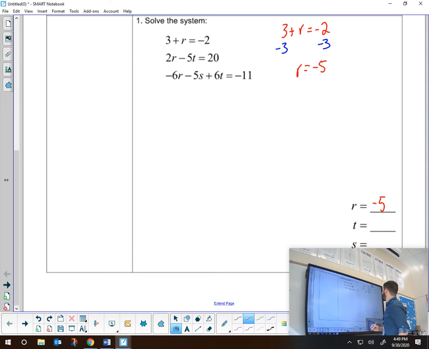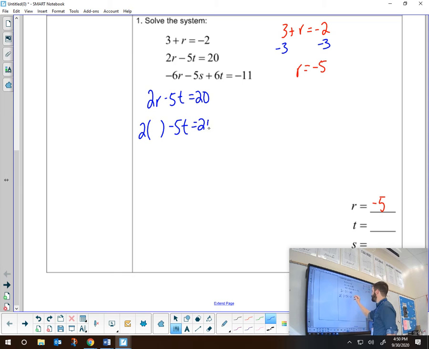Okay, so now I'm going to take that value for r and go to my next equation. For my next equation, I'm going to use blue. My next one is 2r minus 5t equals 20. I'm going to plug in my value for r so I can find what t is. Remember, we're going in order: one with most, second most, and so on. So 2r minus 5t. Let's plug in my r. So 2 times, that's where I'm going to put my r, minus 5t equals 20. My r is -5, so I'm going to plug in -5 right there.